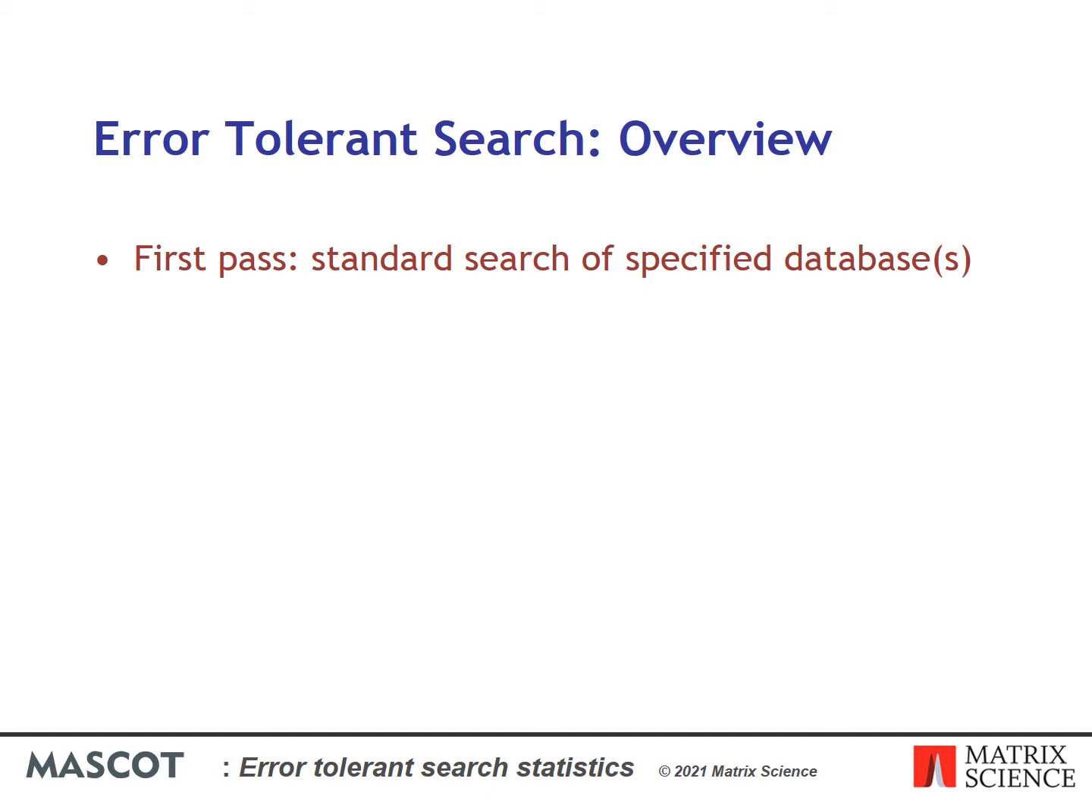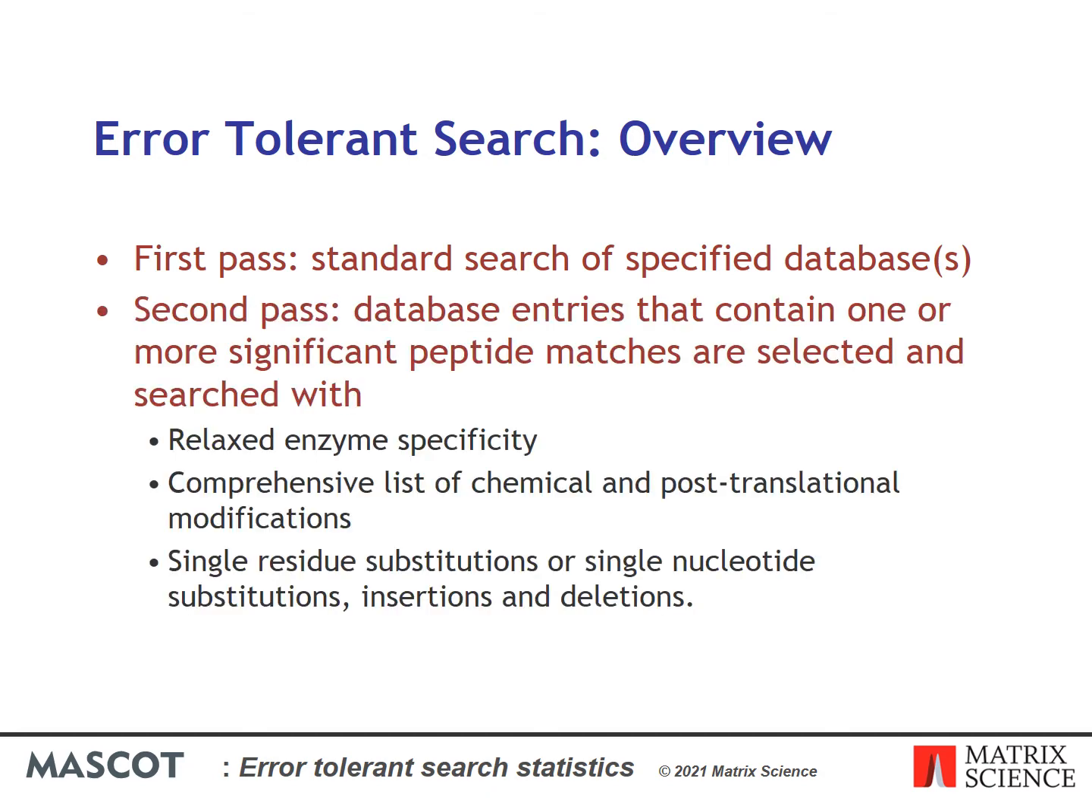This gives us a much smaller database, so we can afford a much broader search in the second pass, when we search with relaxed enzyme specificity, a comprehensive list of chemical and post-translational modifications, and we allow for single residue substitutions in a protein database, or if it's a nucleic acid database, we allow single nucleotide substitutions, insertions and deletions.